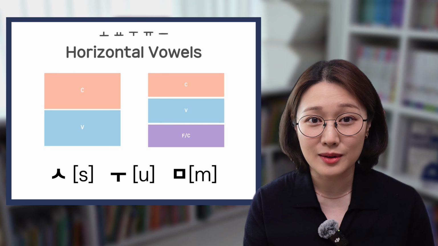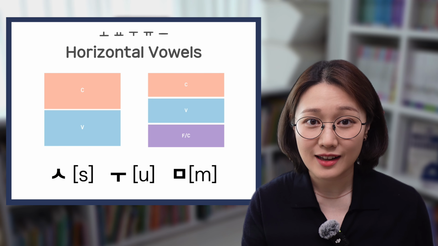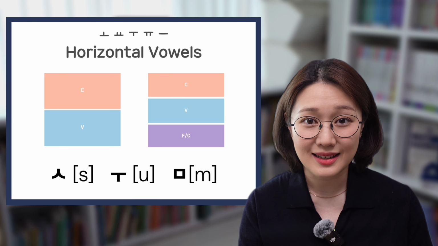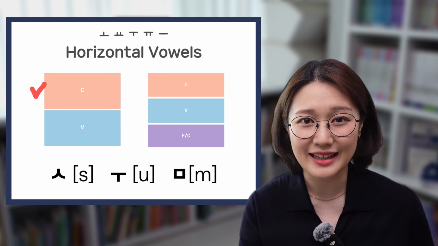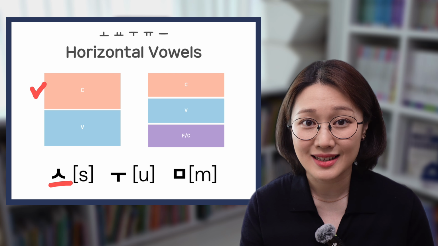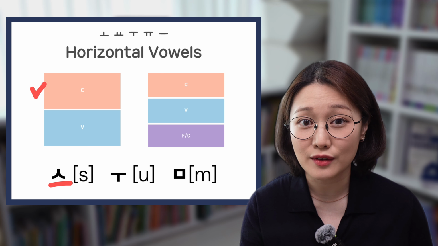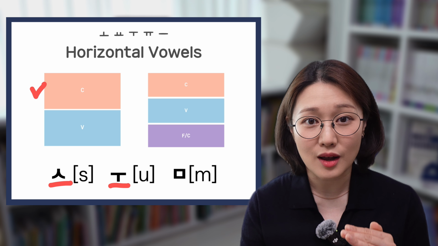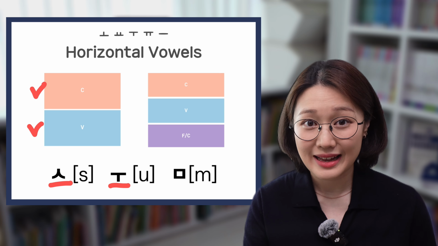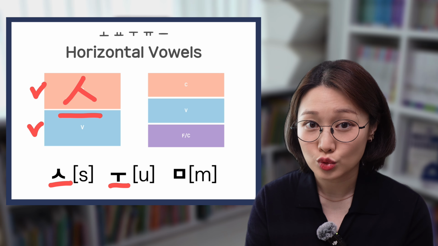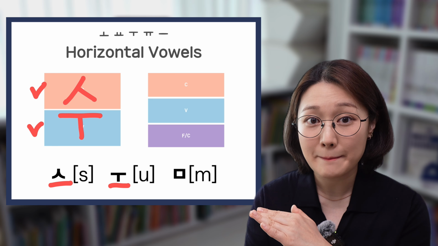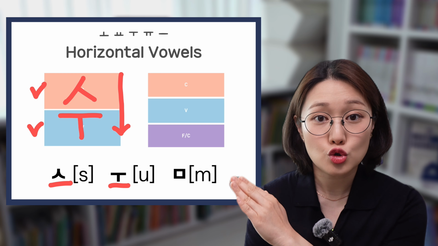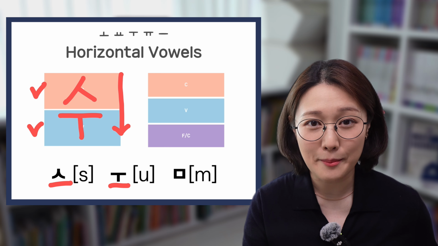Next, horizontal vowel blocks. Again, the first consonant goes on the left or at the top, right? With a horizontal vowel, the consonant goes at the top. Let's write 시옷. 시옷 makes S sound. It's soft S sound. And the horizontal vowel 우 goes under the consonant like this. 시옷 and 우. When we read from top to bottom, 수. 스. 우. 수. 수 means number.